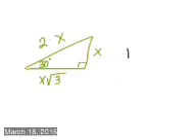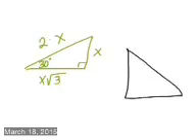Then, if I have one of these triangles that is a 45, 45, 90, these two sides are always going to be the same.